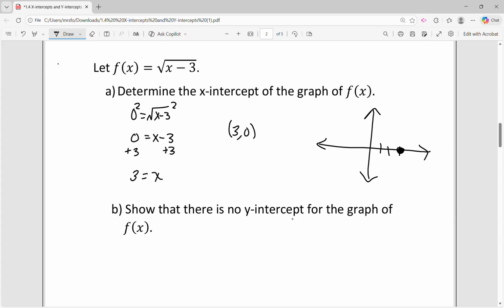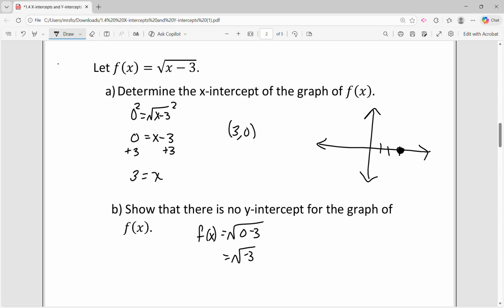And then it says show that there is no y-intercept. So it's telling us there's not going to be a y-intercept, but let's see why. So what that means is if I say 0 minus 3, I get the square root of -3. Now, why can I not do that?